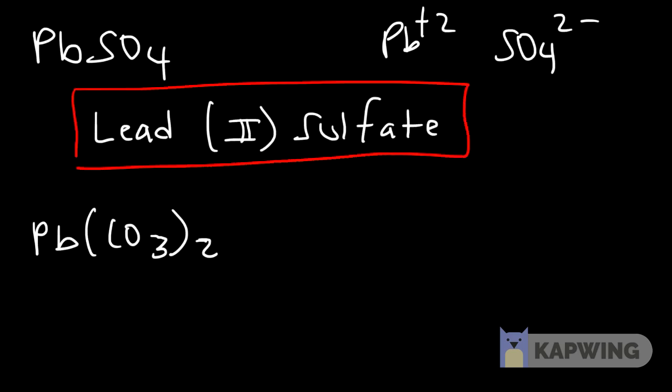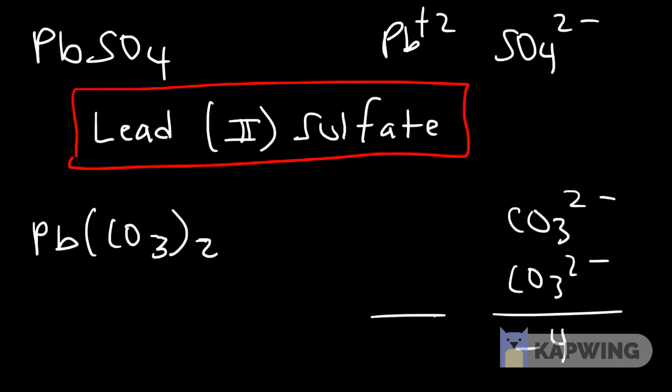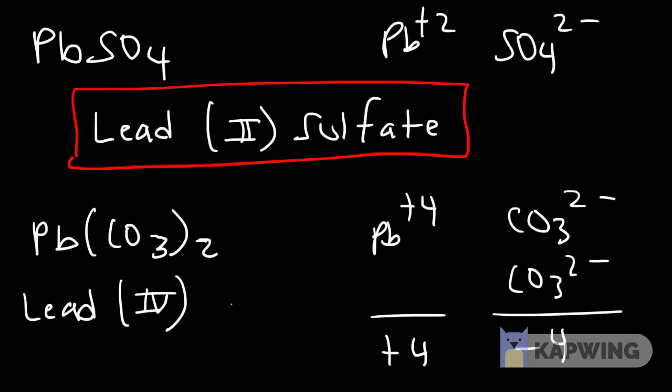Now for the last example, carbonate has a -2 charge, but there's 2 carbonate ions in that compound, so the total negative charge is -4. And there's only one Pb atom, so it has to bear the entire +4 charge. So this is going to be called lead(IV) carbonate.